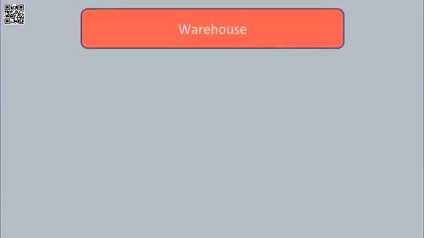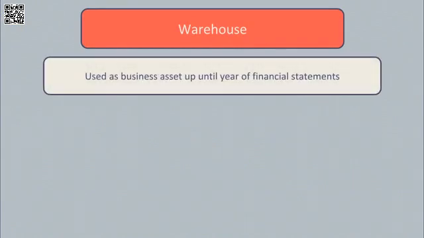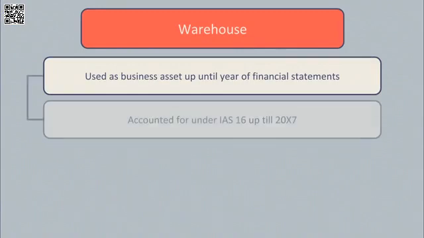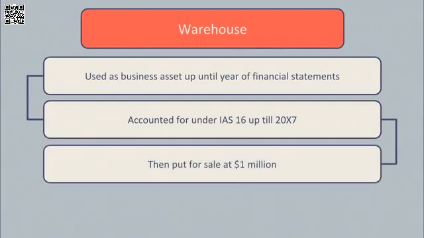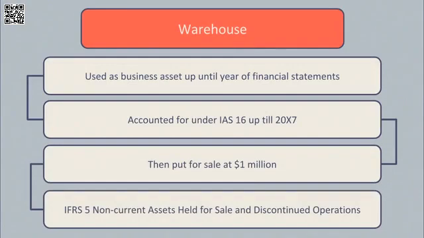Okay, so welcome back. There are a few things we have to look at here. First, we have to tackle the warehouse. It was used in the business as a business asset up until the year of the financial statements. Therefore, it was accounted for under IAS 16 up to the end of X7. It was then put on the market for $1 million. So the standard we must look at is IFRS 5 non-current assets held for sale and discontinued operations.